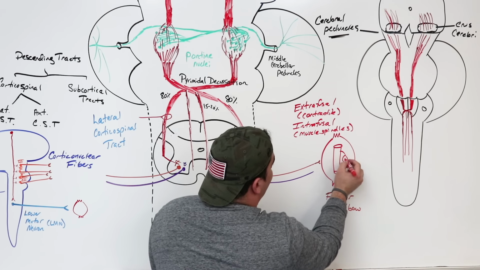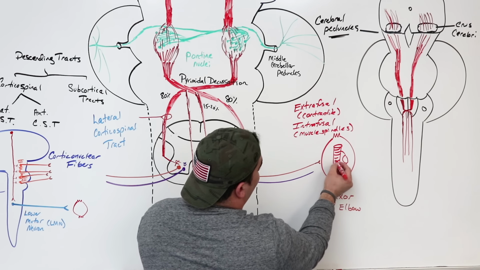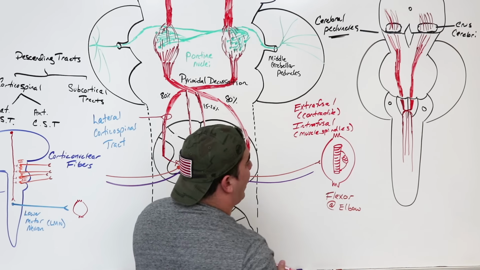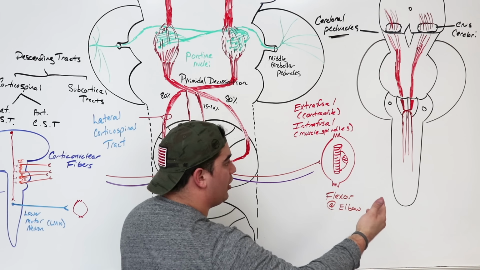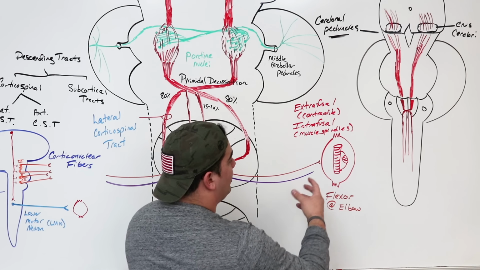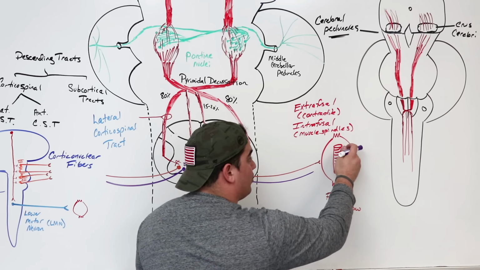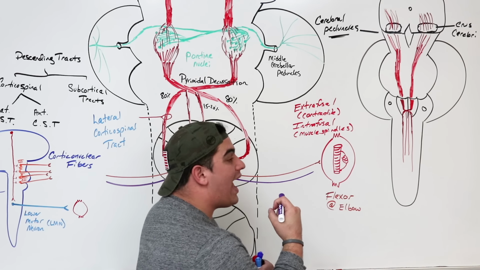Now, what these guys do is they pick up the different types of stretch. Nuclear bag fibers pick up the onset of stretch. Nuclear chain fibers pick up the progression in the stretch. So they're important for helping our muscles to constantly have a nice contraction.